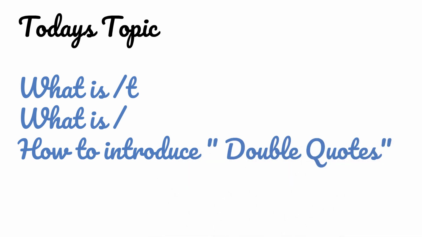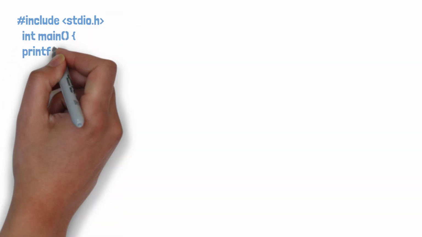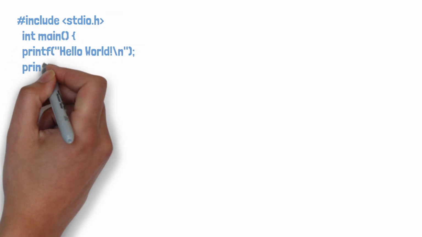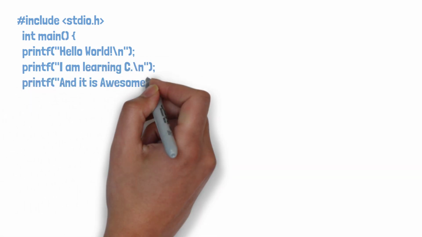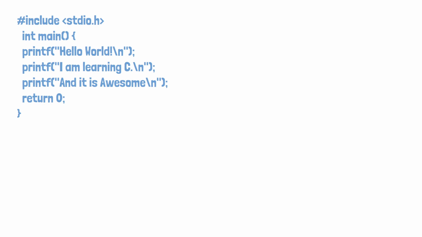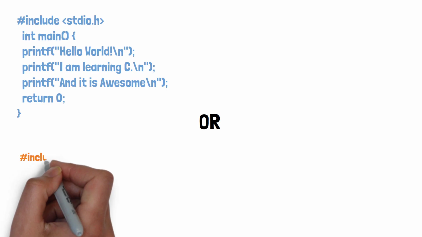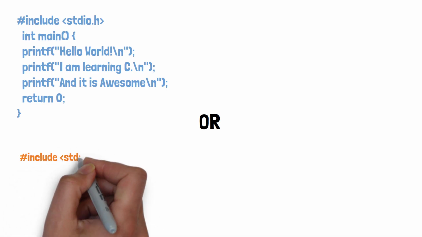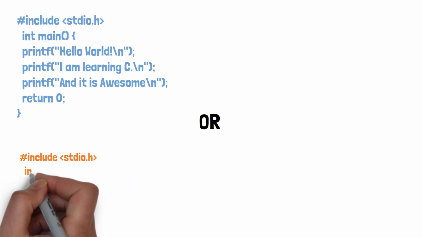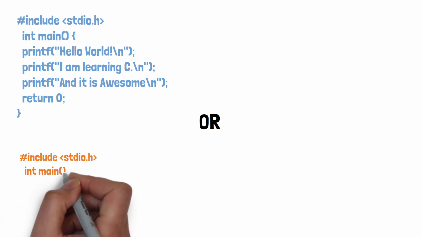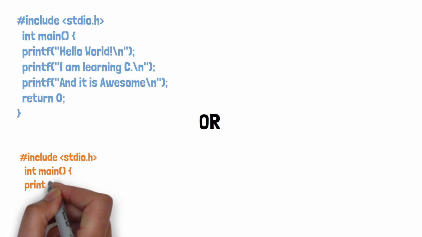Now in the previous video we had written three printf statements for printing hello world, I am learning C, and it is awesome. Now if you want, you can use a single printf statement and print that. So how can you do this? Just see. First we'll include the header files. Next I'm writing int main, opening the main curly bracket. Then I'm writing printf, opening the round bracket, double quotes, hello world.